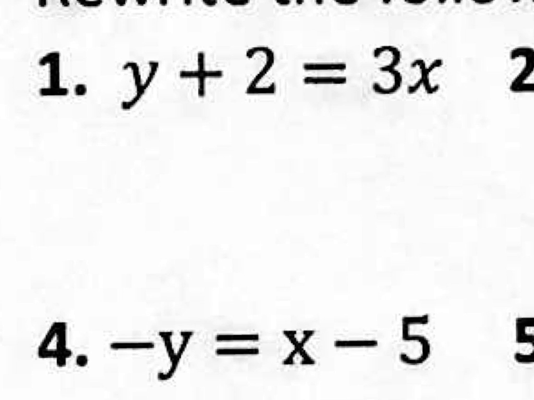So on number 1, is it in function form? The answer is no. Because what does function form mean? Y by itself. Is y by itself on the left side of the equal sign? No, there's this big plus 2 right here. You don't want that plus 2. So you're going to do the opposite of plus 2, which is minus 2. That'll cancel it out.